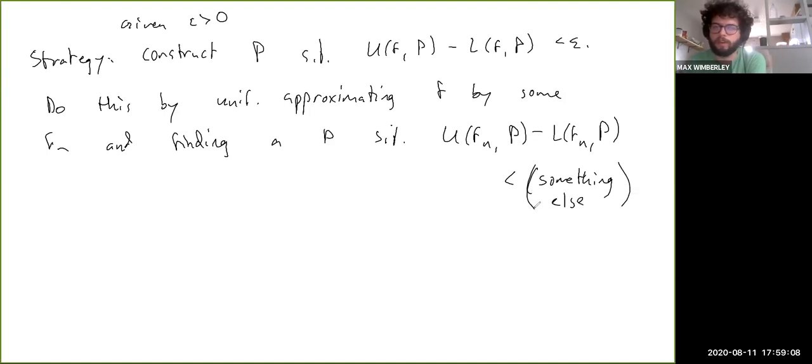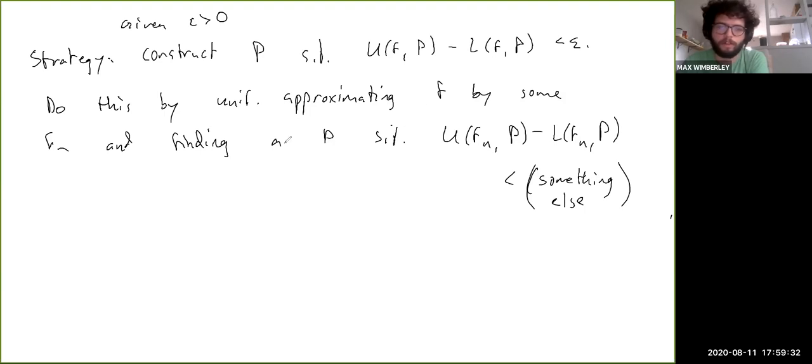Something else that we pick in order to make the ultimate bound work. I think you can just use the same partition P, but using some estimation, you can turn this bound that we've enforced for Fn into a bound for F itself. And ideally, the way we pick this will make it so that this ends up being less than epsilon, right?